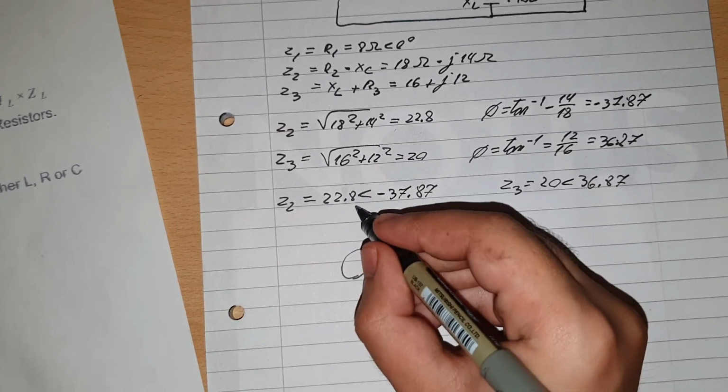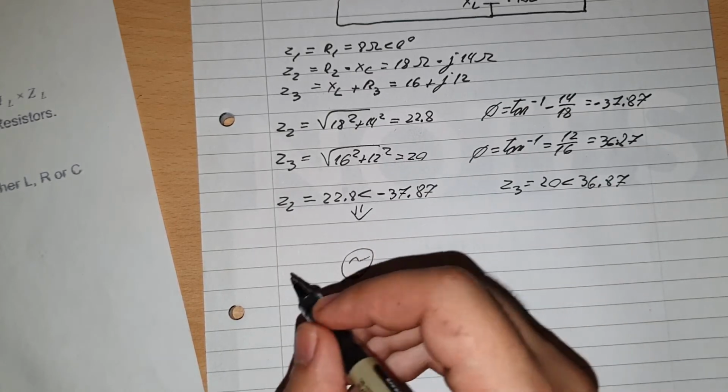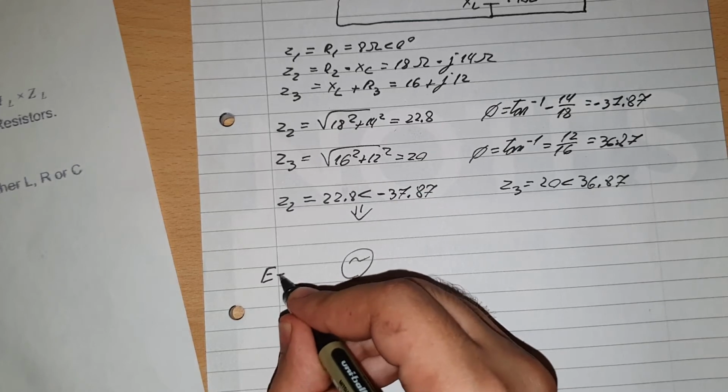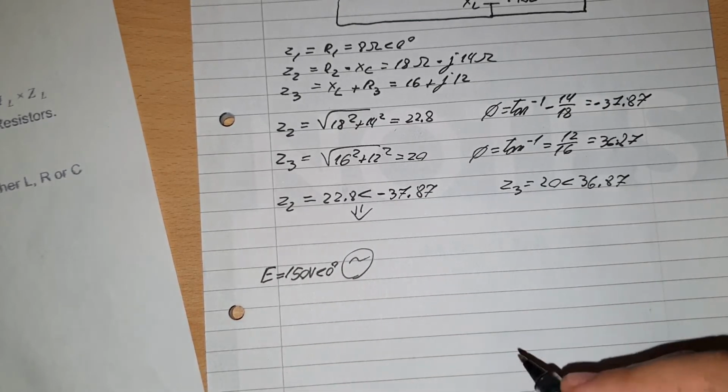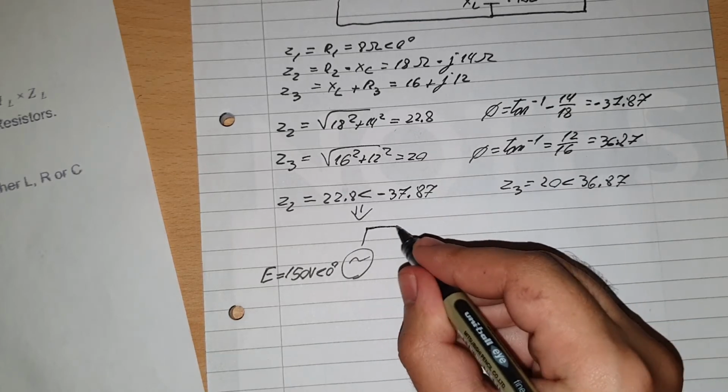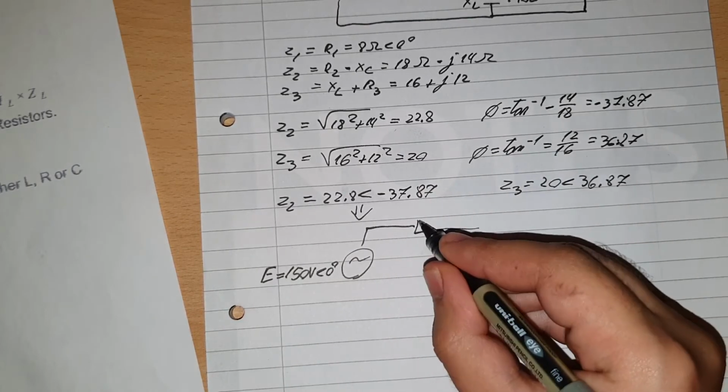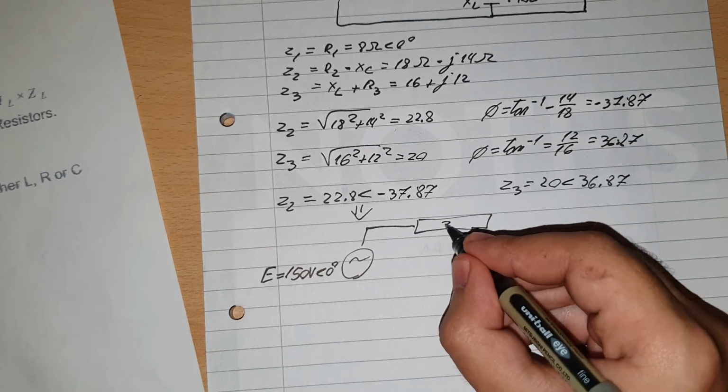So we can redraw the diagram again, as this is the source. E is equal with 150 volts. I'm rushing it because I have like 20% left. After 5% battery, it will turn off the flashlight, which will be a bit more quality.